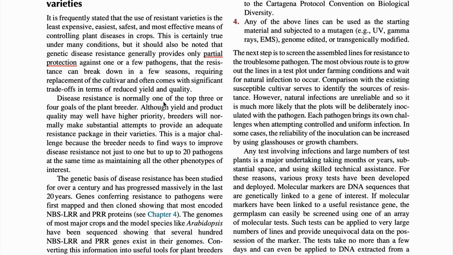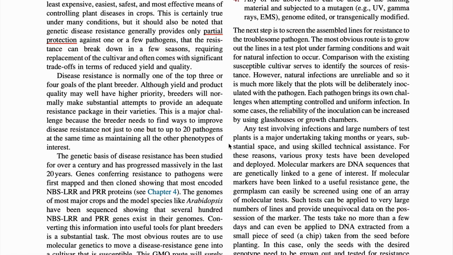Disease resistance is normally one of the top 3 or 4 goals of the plant breeder. Although yield and product quality may well have higher priority, breeders will normally make substantial attempts to provide an adequate resistance package in their varieties. This is a major challenge because the breeder needs to find ways to improve disease resistance, not just to 1 but up to 20 pathogens at the same time as maintaining all the other phenotypes of interest. Now this is a challenging thing for the breeders.